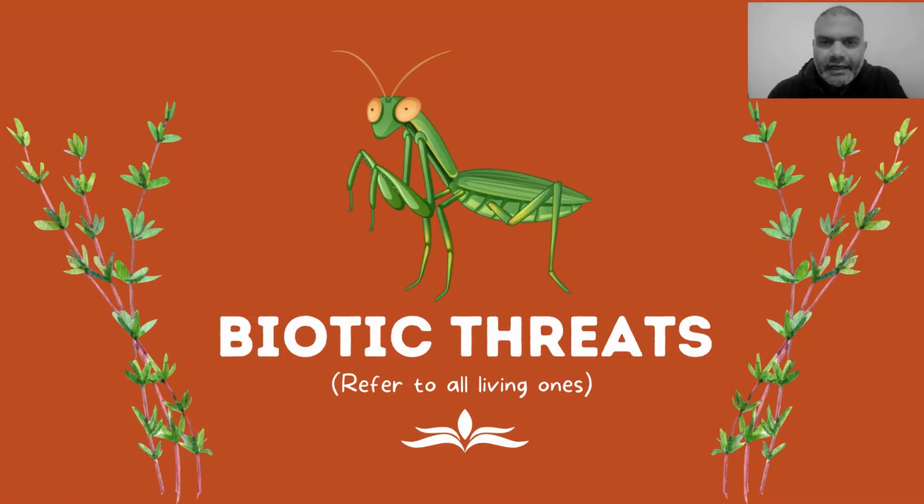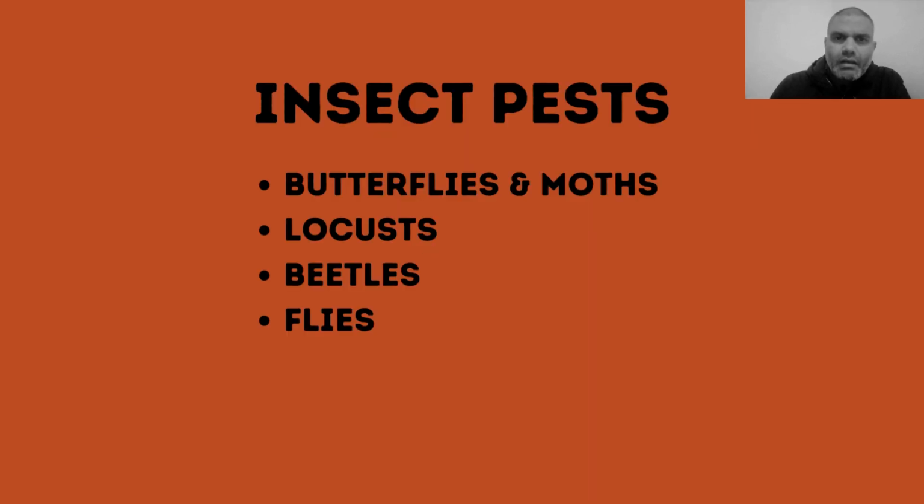Now let's look at biotic threats. These are the threats posed to crops by living things. We can broadly look at them in the following categories. So we have butterflies and moths, we have locusts, which are like grasshoppers. Then we have beetles and we have flies.